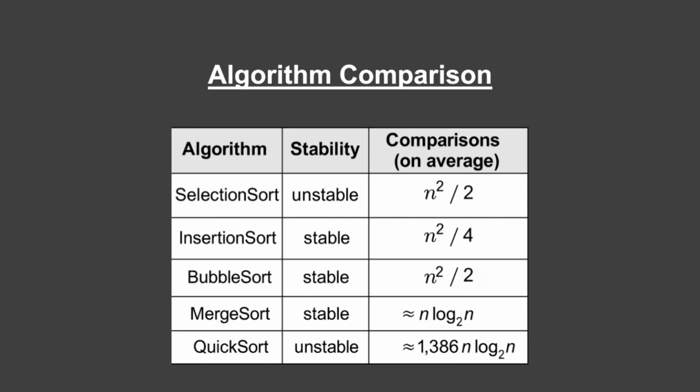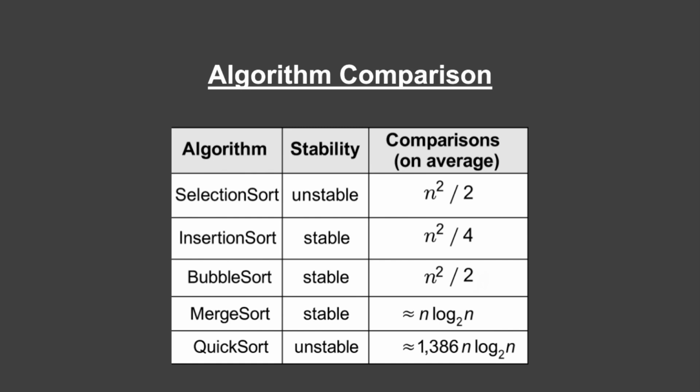Then we have Bubble Sort. It's good for educational purposes but not very practical for big lists. That is because it has a running time of big O of n squared. Bubble Sort is also stable. MergeSort is fast and stable but needs extra memory. It has a time complexity of n log n. And then we have QuickSort. It's also fast and in place but not stable. We also have an average running time of about n log n.